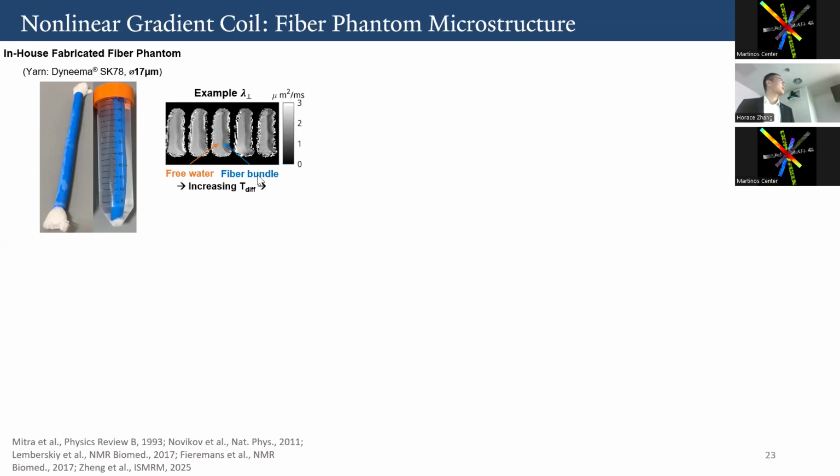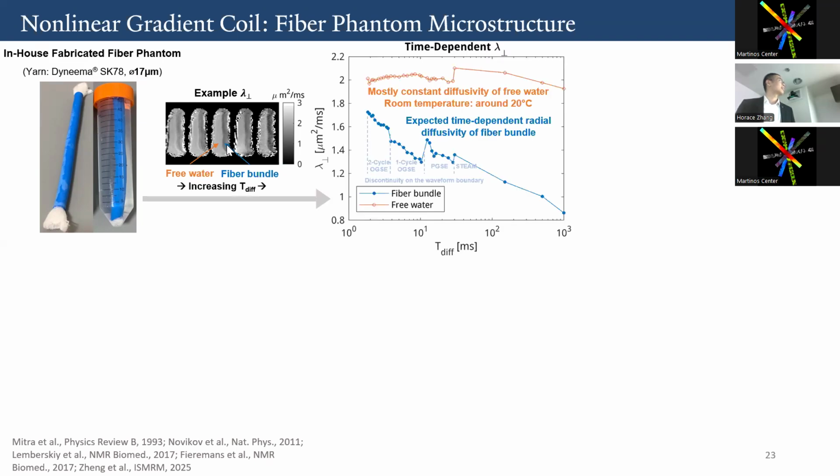The bright part is free water. The dark part is the fiber bundle. And we can get a time-dependent curve. Orange is the free water. You can see it's mostly constant, which is in accordance with the room temperature around 20 degrees Celsius. The blue part is the fiber bundle, and the time dependency is expected, although we can see some discontinuity on the boundary of the waveforms.